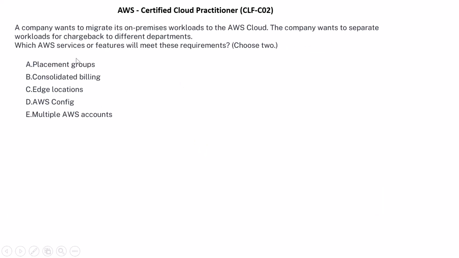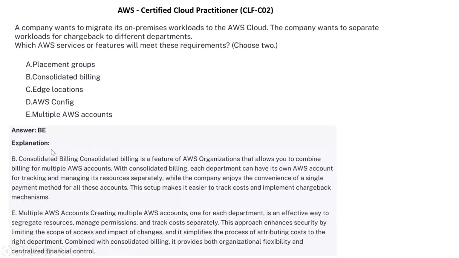Next question. A company wants to migrate its on-premises workloads to the AWS cloud. The company wants to separate workloads for chargeback to different departments. Which AWS services or features will meet these requirements? Choose two options. Option A, placement groups. Option B, consolidated billing. Option C, edge locations. Option D, AWS Config. Option E, multiple AWS accounts. Correct options are option B and option E.